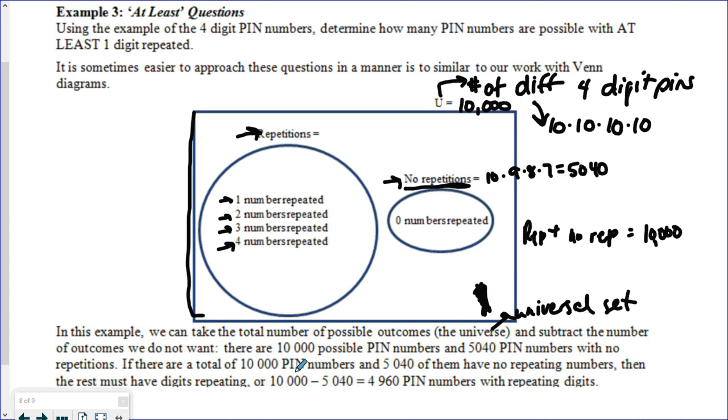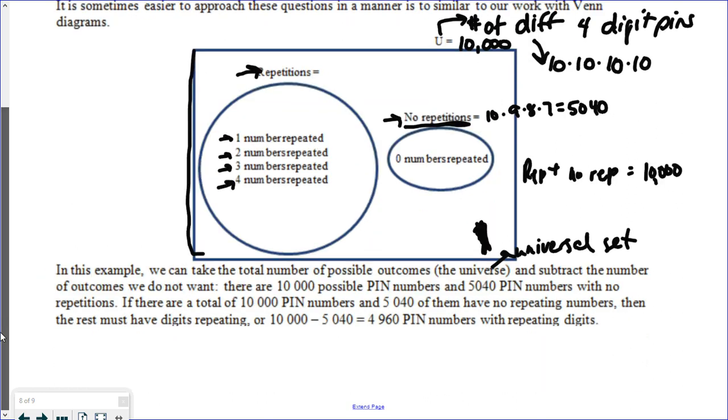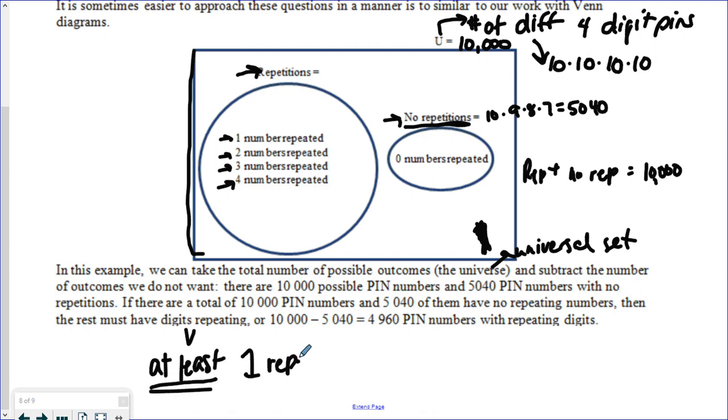So if there are a total of 10,000 PIN numbers and 5,040 of them have no repeating digits, then the rest must have digits repeating. So at least one repeat, which is what this question is asking. It's not asking how many have two numbers repeated or something like that. It just says at least one number repeating. So if we take that 10,000 and subtract the no repeats, we get 4,960 PIN numbers that have repeating digits.